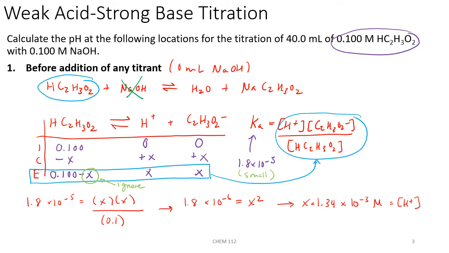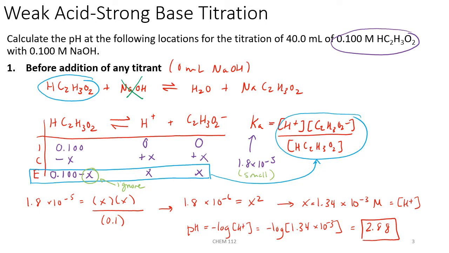So that's our concentration of hydrogen ion in solution. Lastly, to get at the pH, we need to take the negative log of our hydrogen ion concentration. So negative log of 1.34 times 10 to the negative third, and that gives us an initial pH of about 2.88. So our initial pH of our strong acid was 1, whereas our initial pH of our weak acid is about 2.88. So it's much higher because it's not a strong acid.